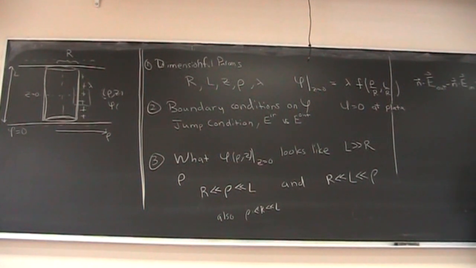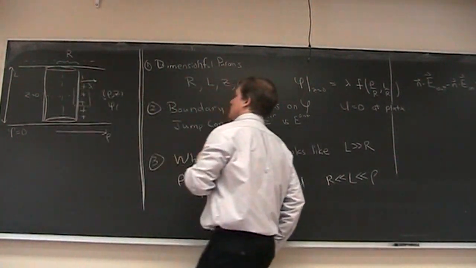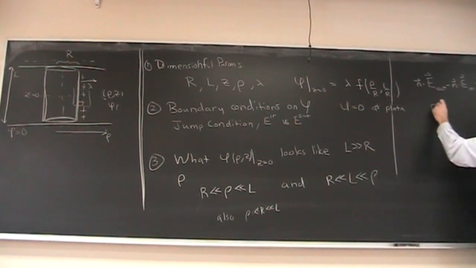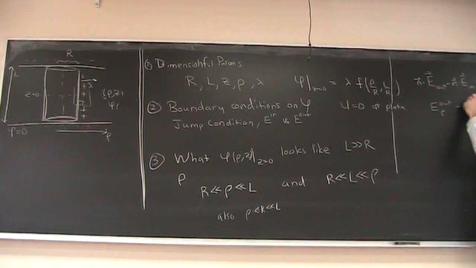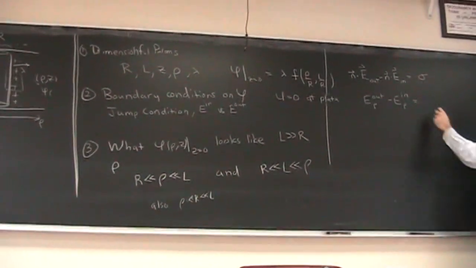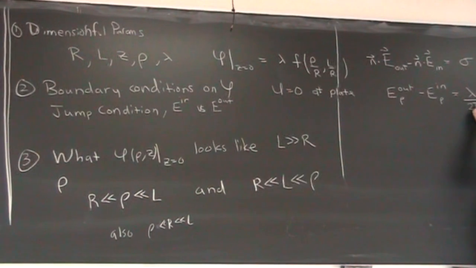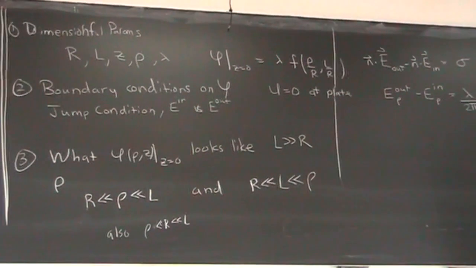is sigma, right? And in this case, the n is in the rho direction. You get E rho out minus E rho in. And the charge per area, right, is lambda divided by 2 pi r. Okay, so that's boundary conditions.